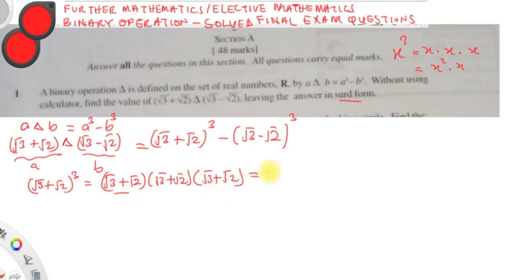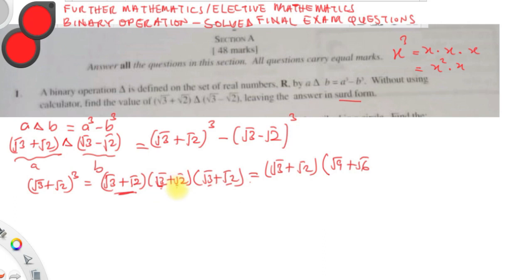So this is equal to square root of 3 plus square root of 2, the first one we are keeping. Then we expand the other one, so this will multiply the whole thing. Square root of 3 times square root of 3 gives square root of 9. Then square root of 3 times square root of 2 gives square root of 6.